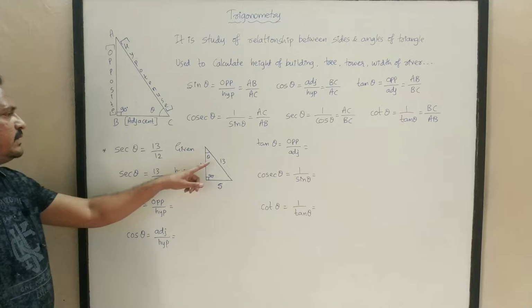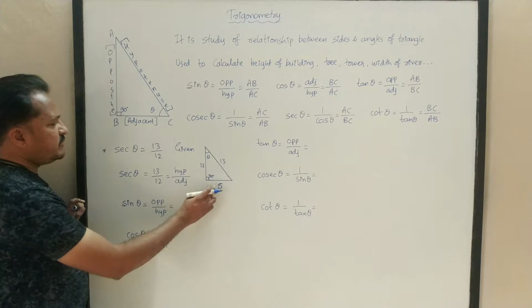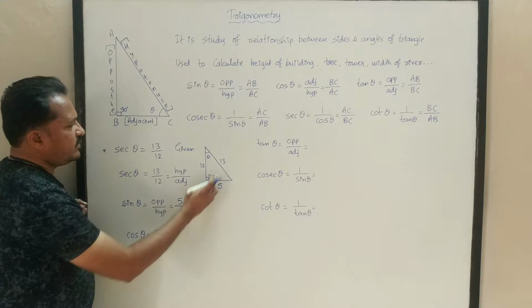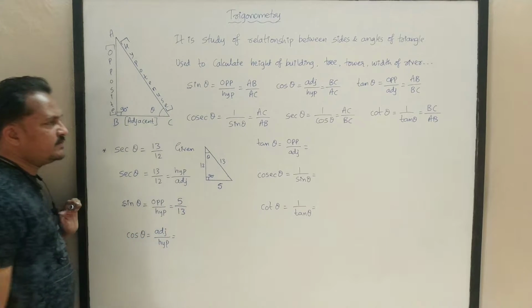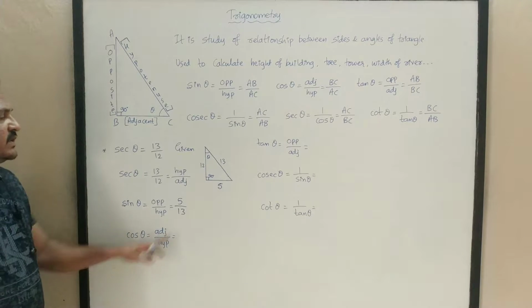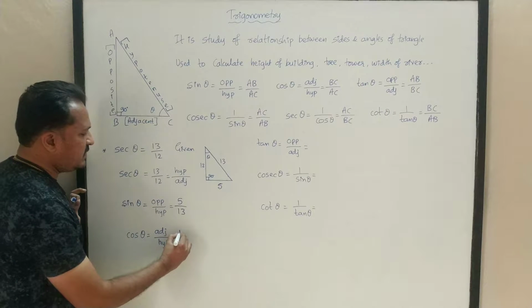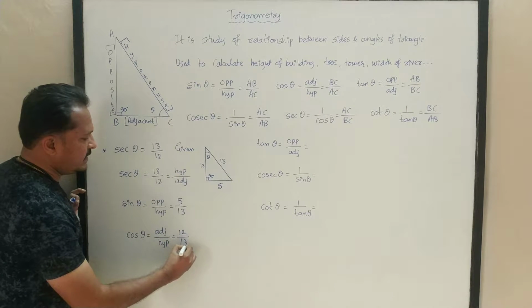Sine of theta here will be the opposite side divided by the hypotenuse. What is the opposite side here? It is 5 divided by the hypotenuse, 13. Next, cosine of theta is adjacent by hypotenuse. Theta is here, that is why it is the adjacent side. It will be 12 divided by 13.